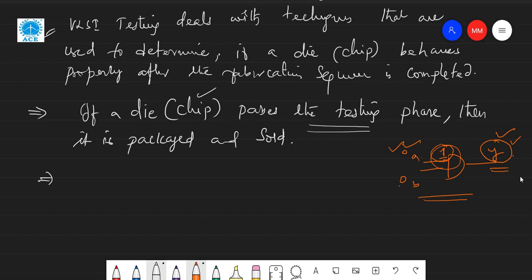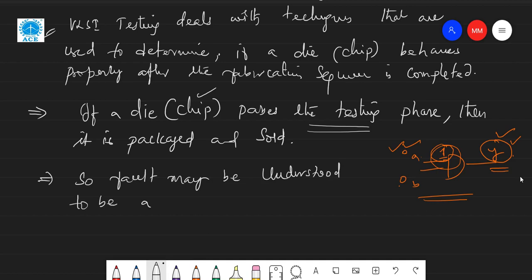So I can say this, we can comment: a fault may be understood to be a manufacturing defect.